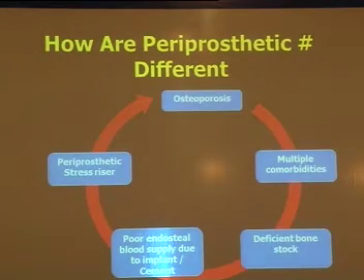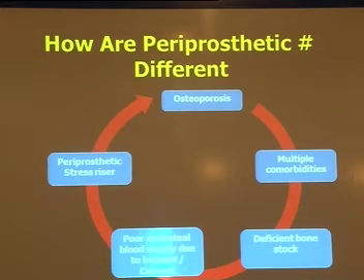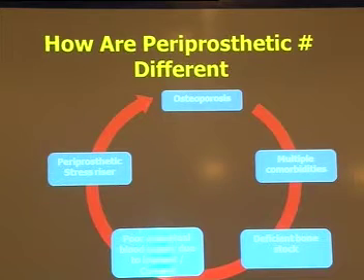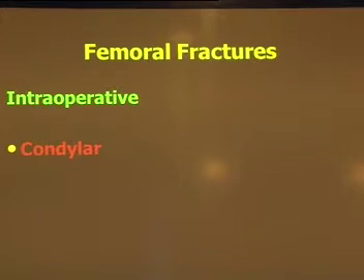How are periprosthetic fractures different? We know that these patients have osteoporosis, they have multiple comorbidities, they have deficient bone stock, presence of an implant with endosteal blood supply which is poor due to the presence of cement and implant, and periprosthetic stress risers are also present. First, I will dwell on the periprosthetic fractures around the femur.